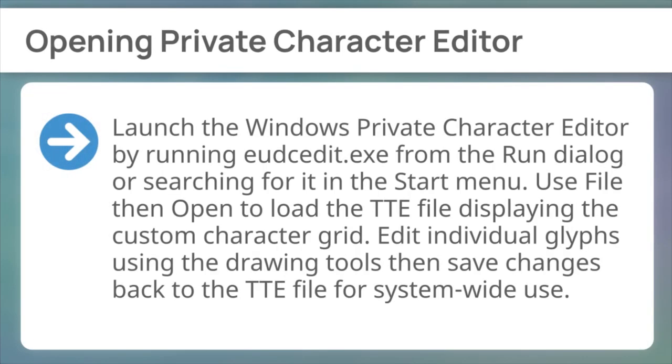Launch the Windows Private Character Editor by running eudcedit.exe from the Run dialog or searching for it in the Start menu. Use File then Open to load the TTE file displaying the custom character grid. Edit individual glyphs using the drawing tools, then save changes back to the TTE file for system-wide use.